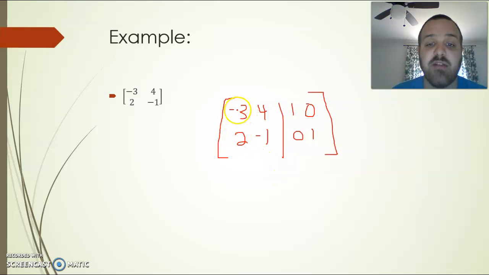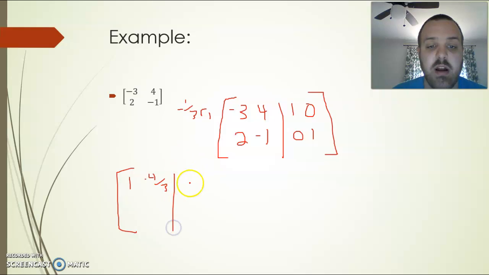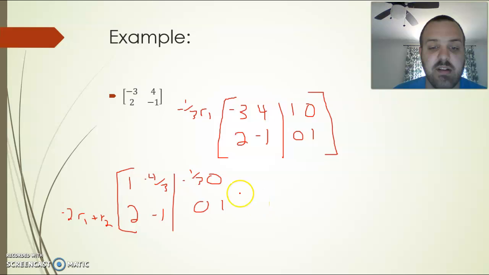So let's see. I'm going to start by making this row turn into a 1. I'm going to do that by doing negative 1/3 times row 1. So I'm going to have a 1, a negative 4/3. Over here, I'm going to have negative 1/3 and 0. And then this row is going to stay the same. And then I'm going to do negative 2 row 1 plus row 2 in order to make this cancel out.